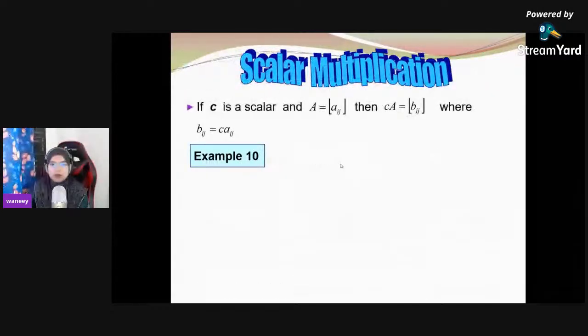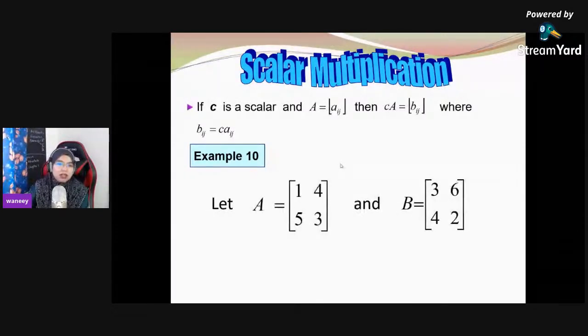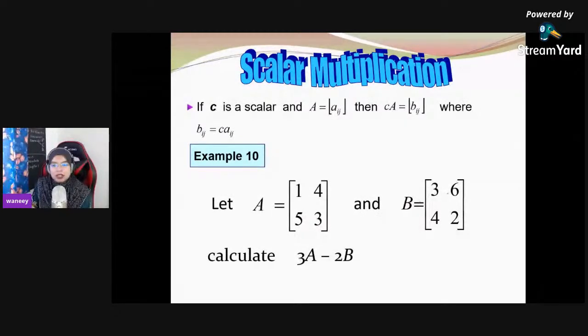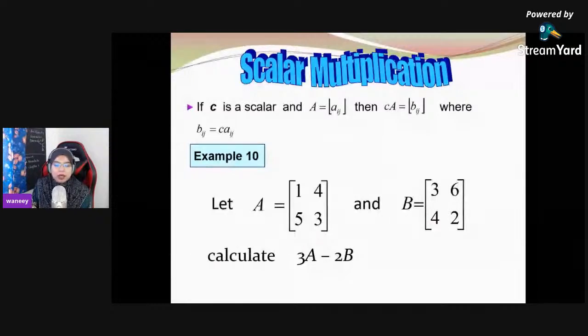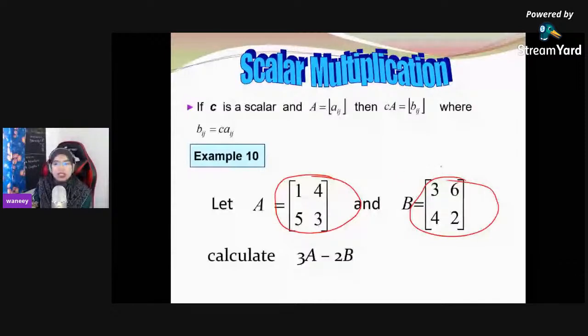Okay, so now scalar multiplication. If C is a scalar and we have a matrix A, then CA is equal to Bij, where Bij is Cij. So if we times with some scalar, each element in that matrix should be times with the scalar. So that means if let's say we have A 1453 and B 3642, and then we need to calculate 3A minus with 2B. So do make sure every element in A, you times them with 3 first, and then every element in B, you times them with 2, and then we minus.